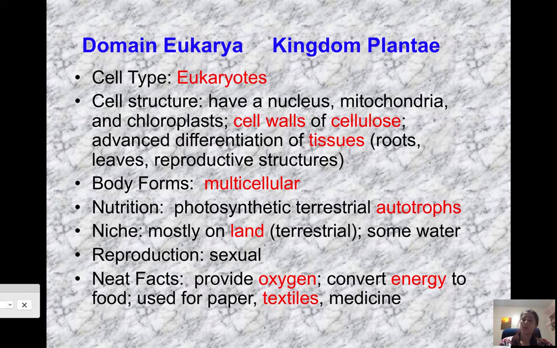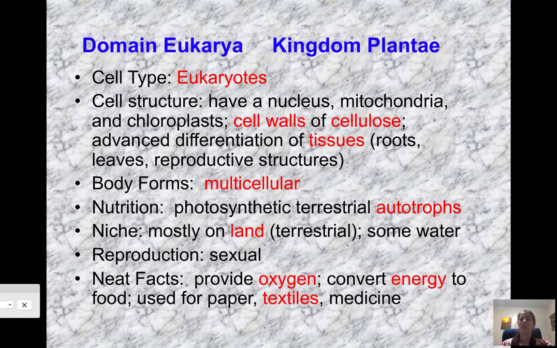So they're eukaryotes. We all should know that. We know that they have a cell wall, they have chloroplasts, they're autotrophic, they make food for themselves, but they have cell differentiation, which gives them roots, leaves, reproductive structures that are different than humans. Okay, they're multicellular. We don't have anything in the Plantae that's going to be unicellular.